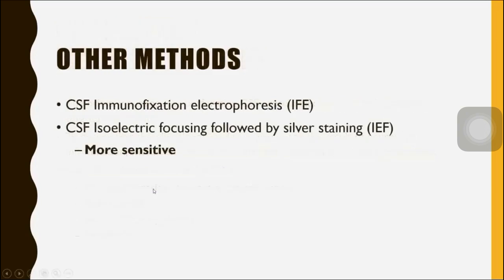So, what are the other methods being used for separating protein fractions? It can either be through CSF immunofixation electrophoresis, CSF isoelectric focusing followed by silver staining. So basically for immunofixation, you will use anti-sera to separate the components. How about for isoelectric? Okay, you'll use the isoelectric point naman. Okay, so CSF isoelectric focusing followed by silver staining is a more sensitive method as compared with the other two.